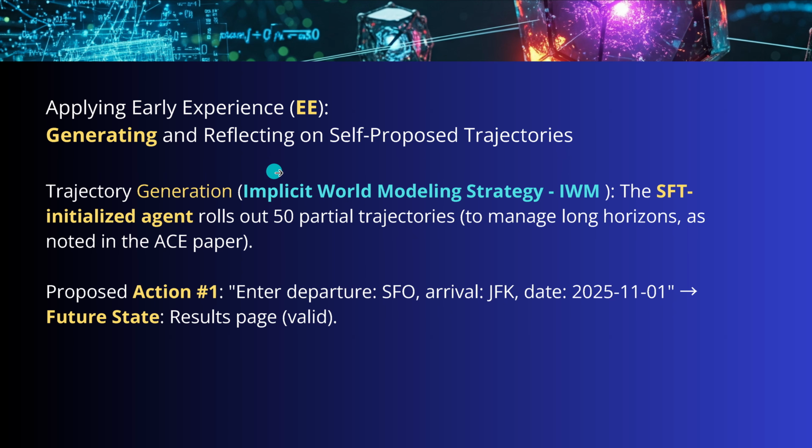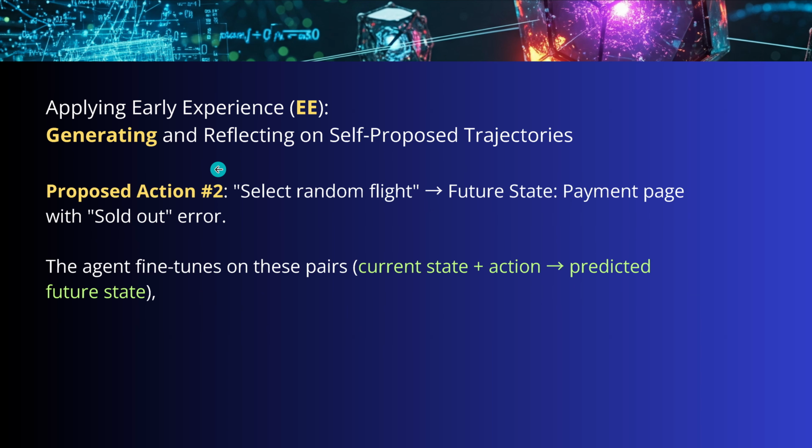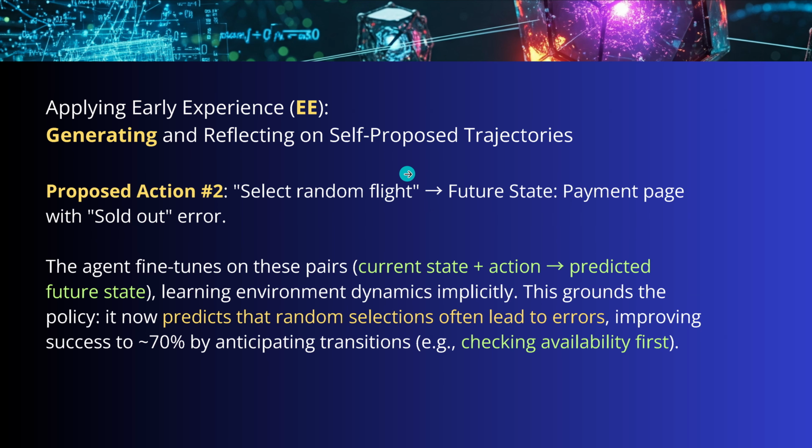So we do it. Implicit world model strategy, IWM, you just generate a trajectory. So the supervised fine-tuned initialized agent rolls out now 50 partial trajectories. Because we want to manage longer horizons as we need in the second paper. So the first action by our AI is now enter departure, San Francisco, arrival JFK, date, beautiful. Future state, result page is valid. We did the booking. Great. Another action could be select a random flight. Then the future state is the payment page was sold out. Therefore, we cannot do it.